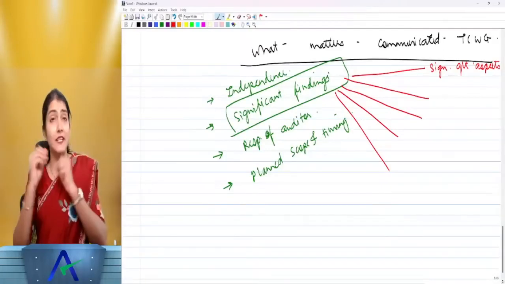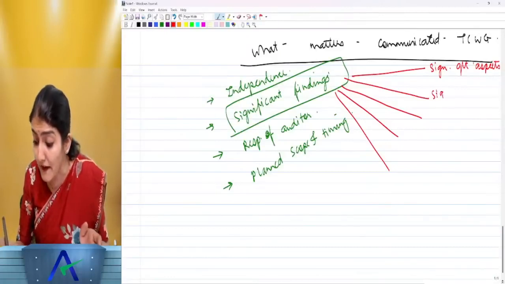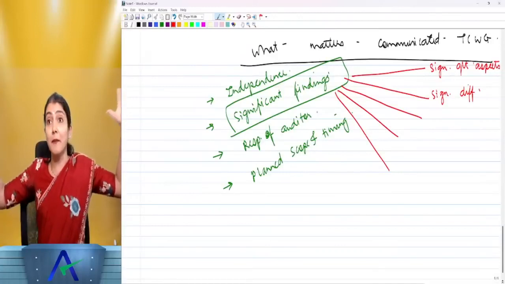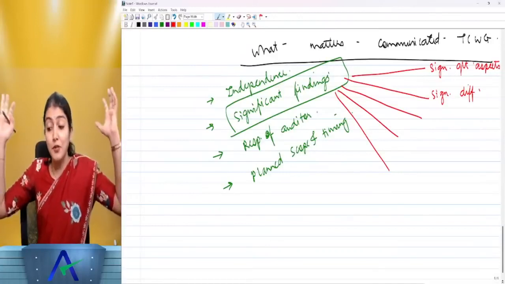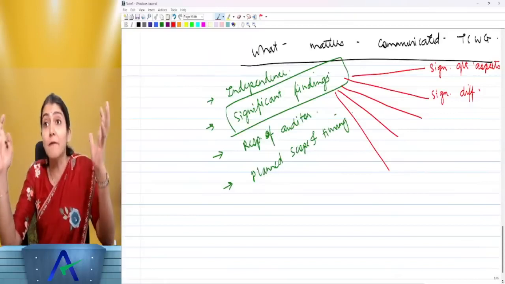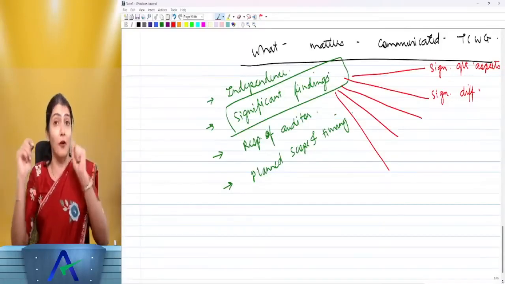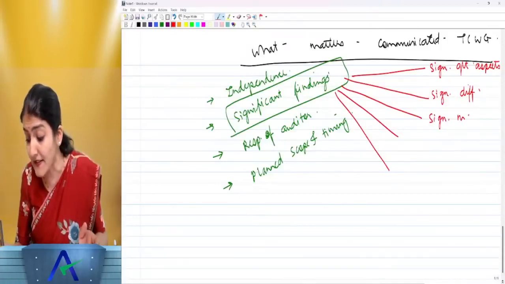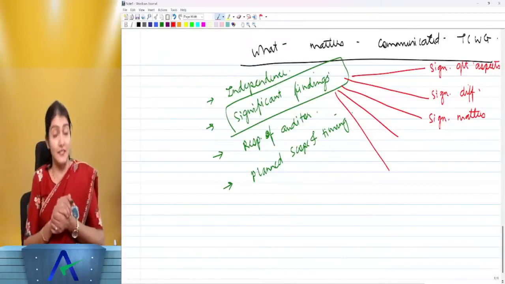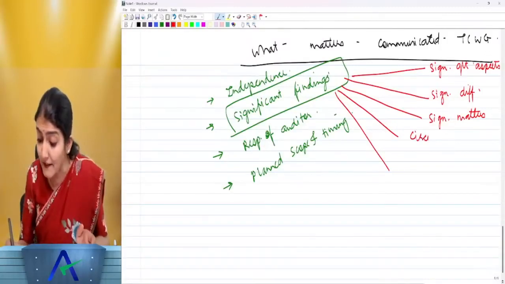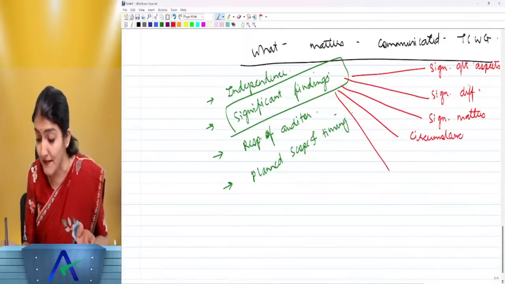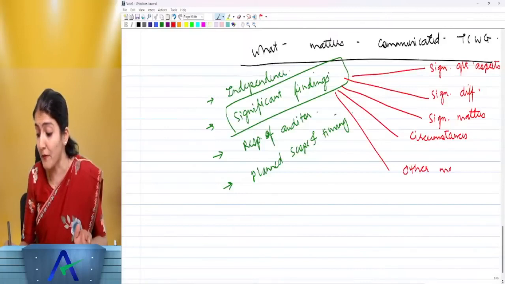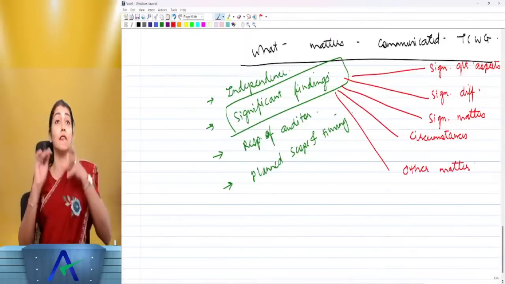The significant qualitative aspects. Next one, the significant difficulties encountered in performing the audit. So all the big problems, the big stone problems and rock problems which you identified during the audit. Then, the significant matters, unless TCWG is also involved in managing the entity. Then circumstances affecting the form and content of the report, and any other matter which in the auditor's professional judgment should be brought to the attention of TCWG.